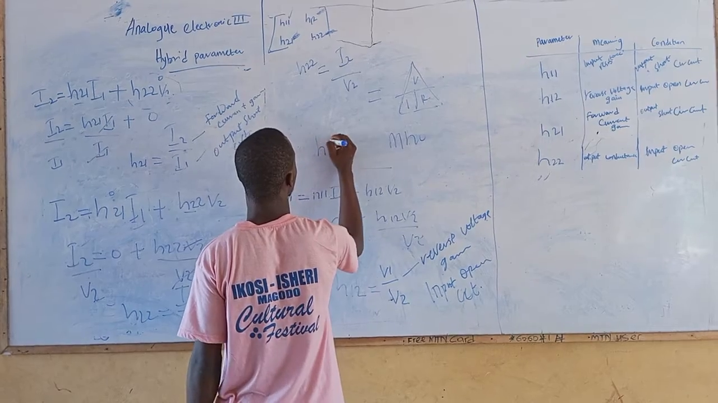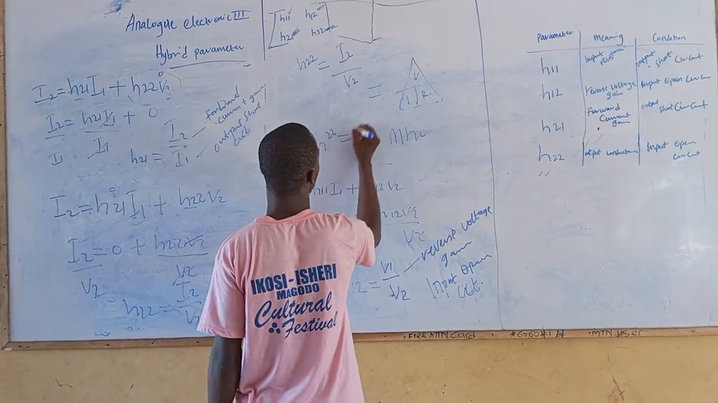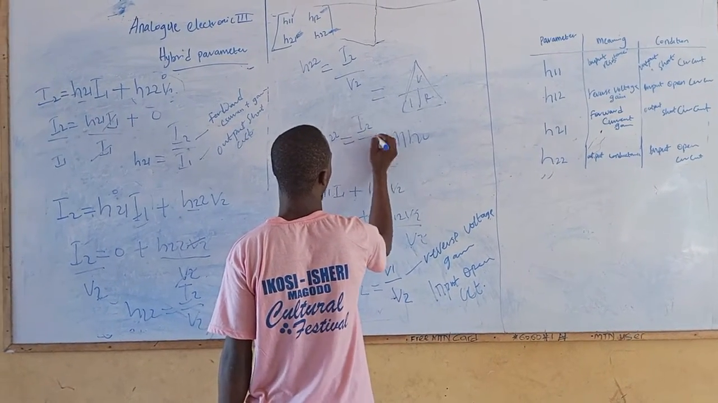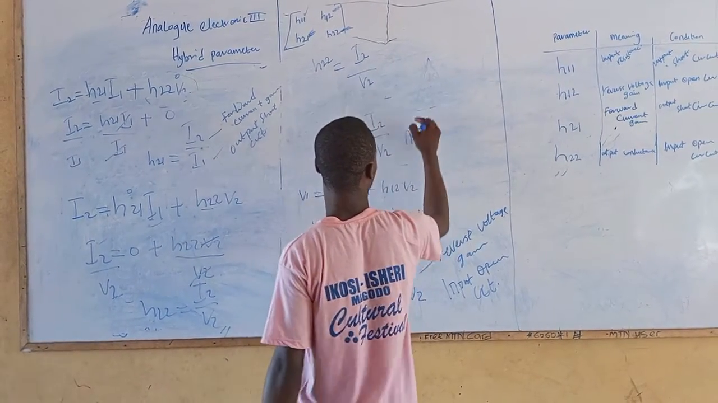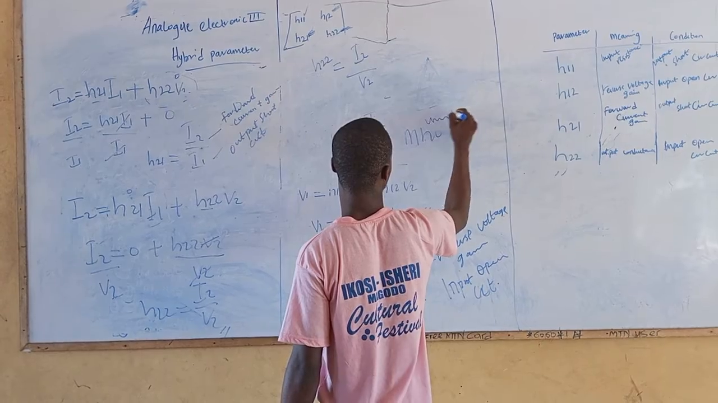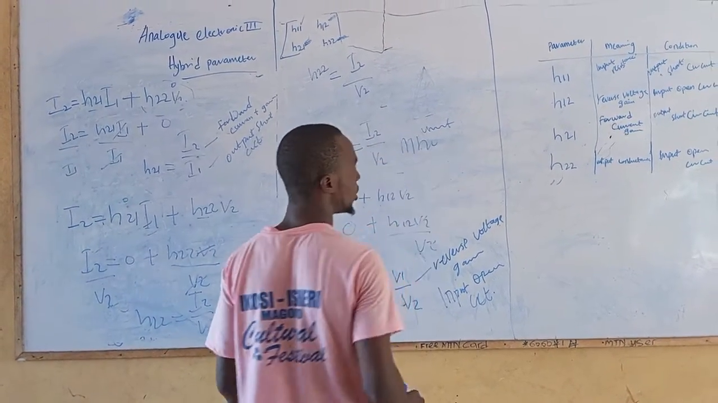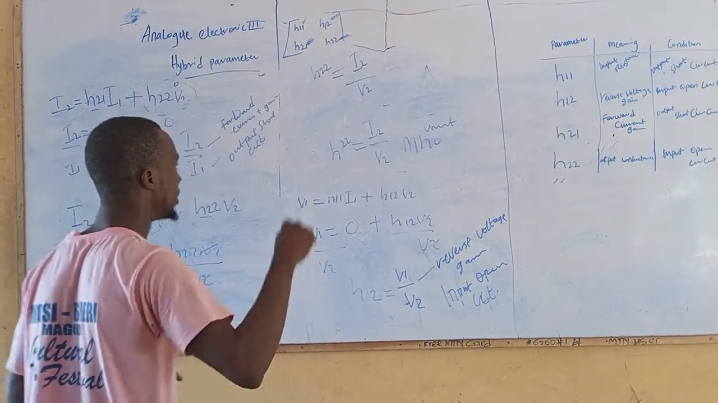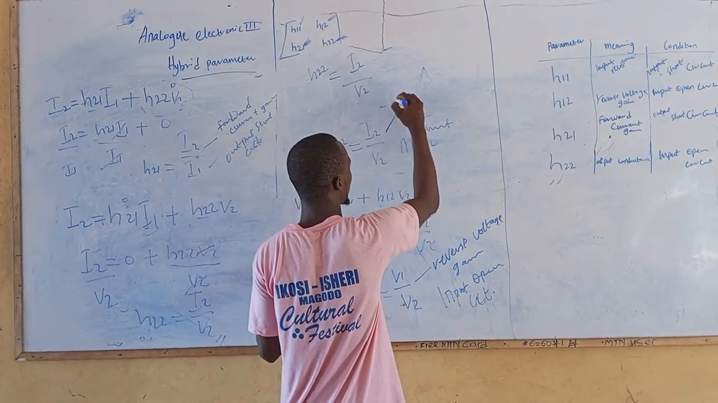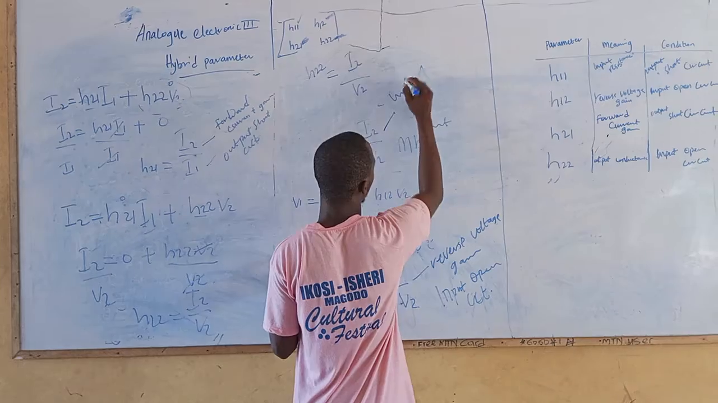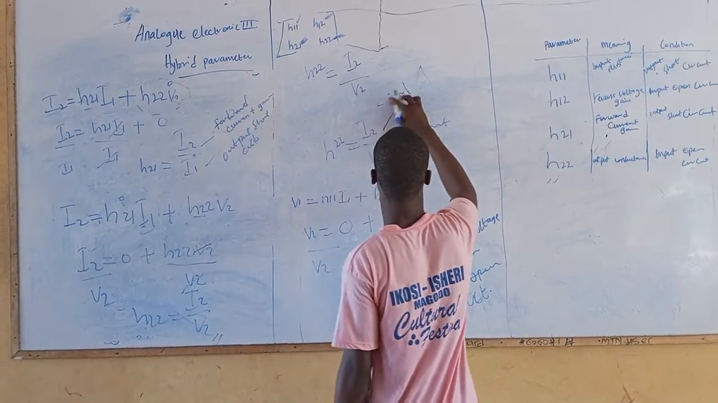So H22 equal to I2 over V2 is measured in mhos. This is the unit where it is being measured. That is, when we have something like this, I2 over V2, we have the output conductance.